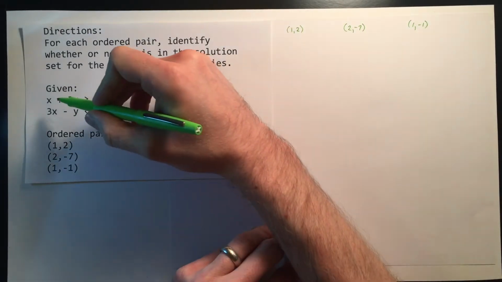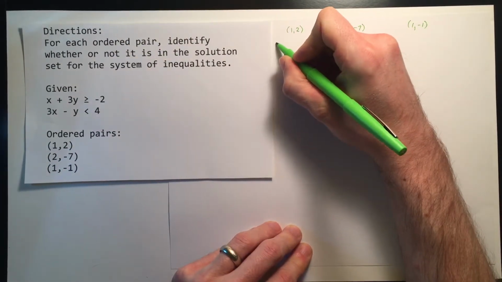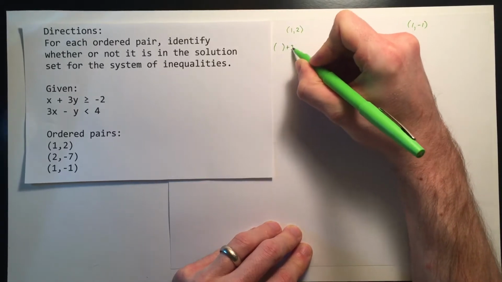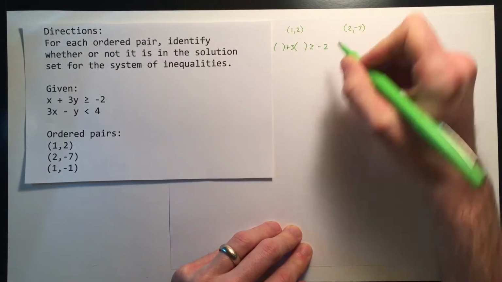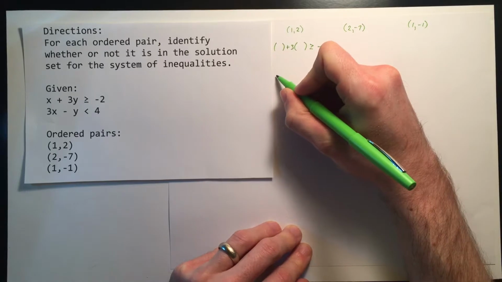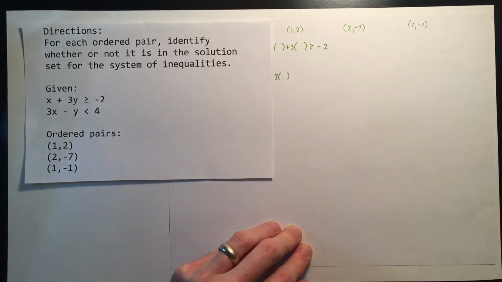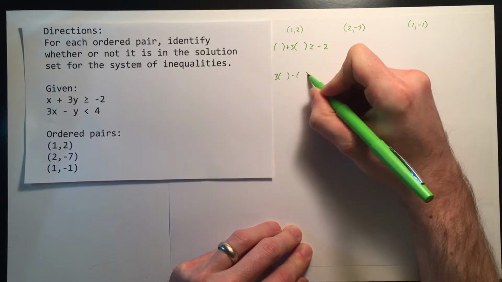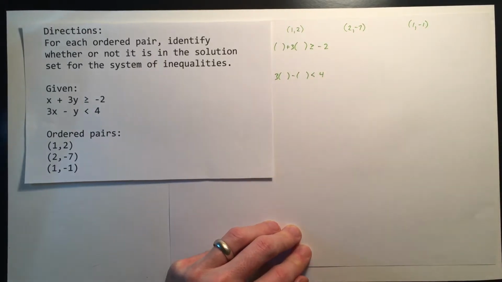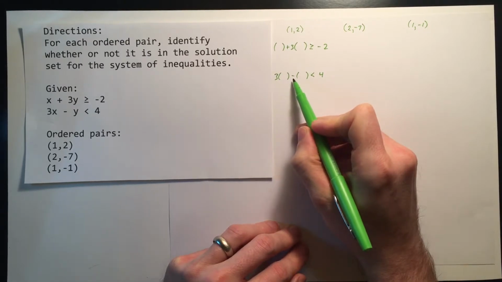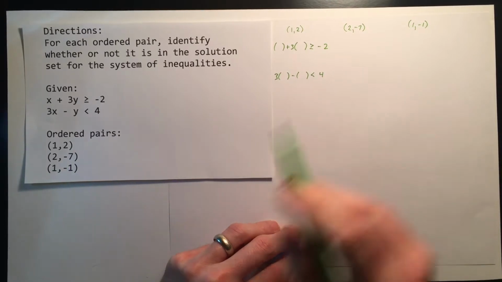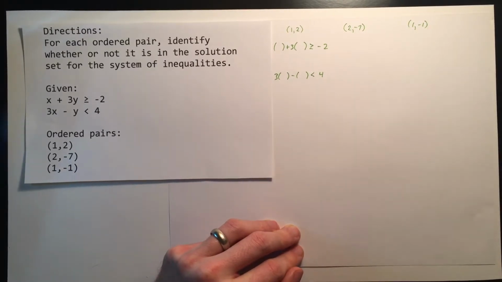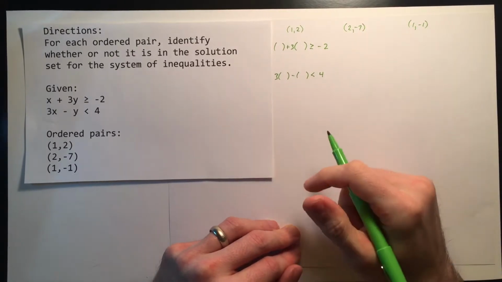So in the first one, x + 3y ≥ -2, I'm going to write parentheses where the x was, because I'm going to substitute, and same with the y, I'm going to substitute the values in there. And then for the other inequality, I'm going to do the same thing. 3 times parentheses where the x was minus parentheses where the y was is less than 4. You might be able to do some of these in your head, but when you get minus signs in the original problem, as well as negative symbols in your ordered pair, it can get a little confusing with a bunch of negatives. You're more likely to make a mistake in that case, so it's a good idea to use parentheses where the variable is and just go ahead and write this out. It doesn't take very long.